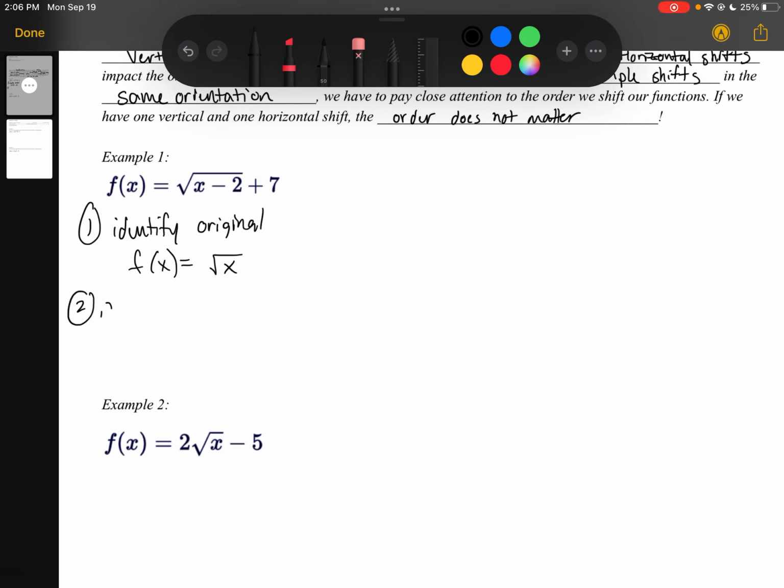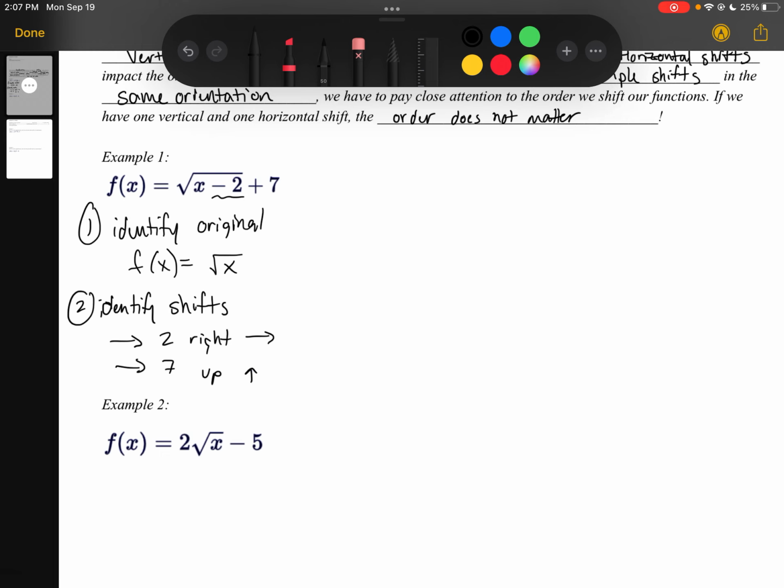And the second step that we want to do is we want to identify the shifts that happen. And that's what we worked on quite a bit last week. So we have two shifts here. One is going to bring us 2 to the right, and the second is going to bring us up by 7.